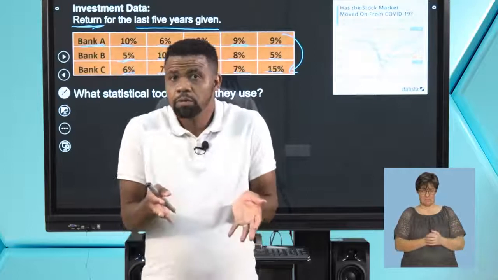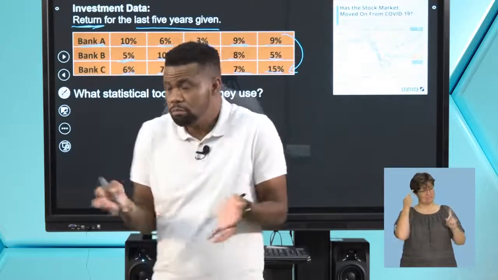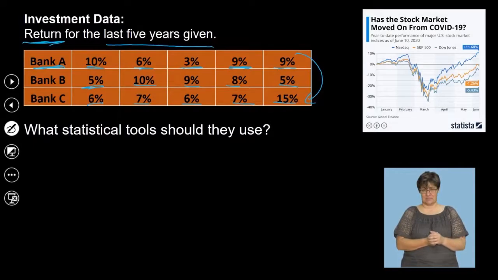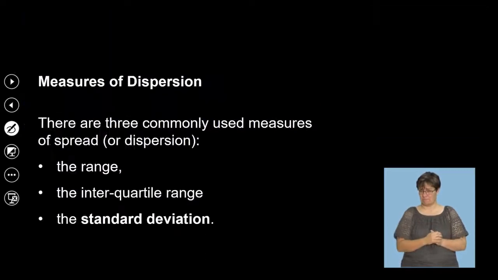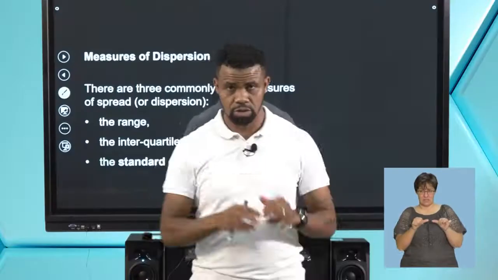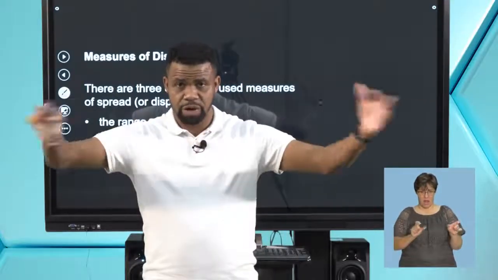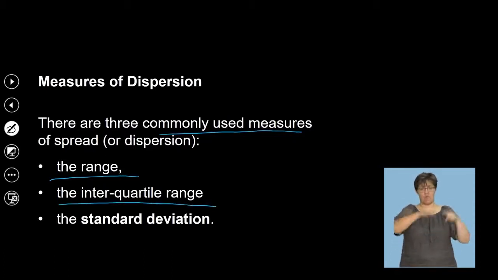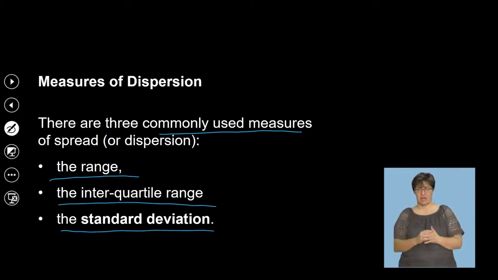But we can't really predict what will have happened in year 5. So let's see. What statistic tool should we use? One is the measure of dispersion. Remember that the measure of dispersion is how the data is spread out. There are 3 commonly used measures of dispersion: the range, interquartile range, and the standard deviation.